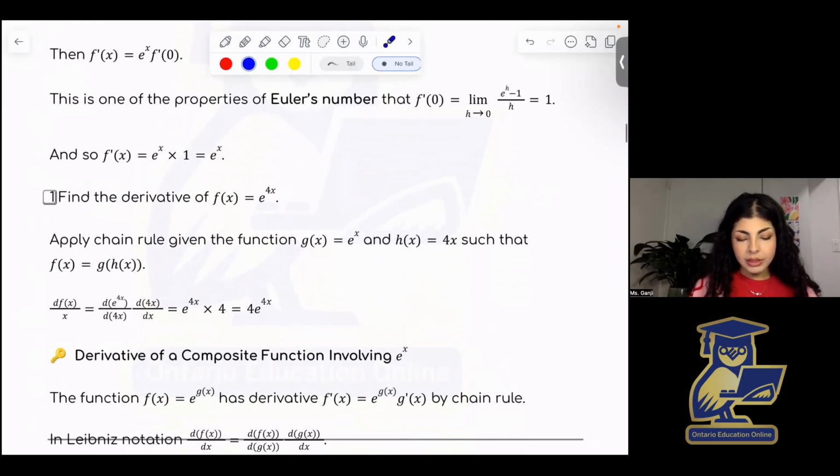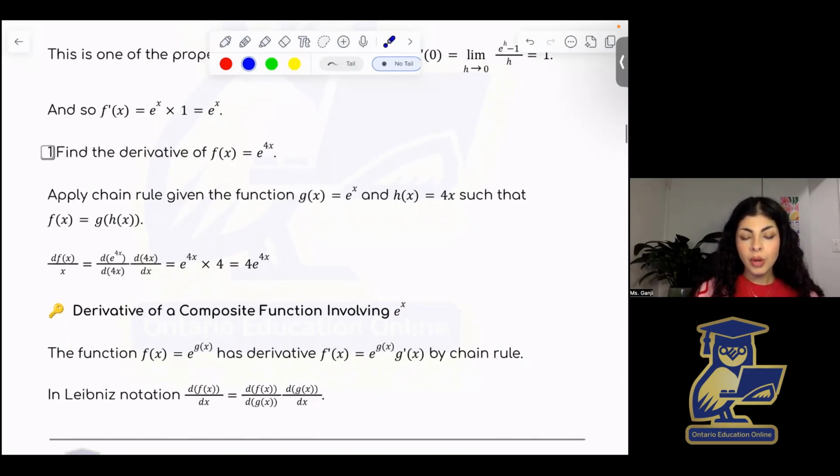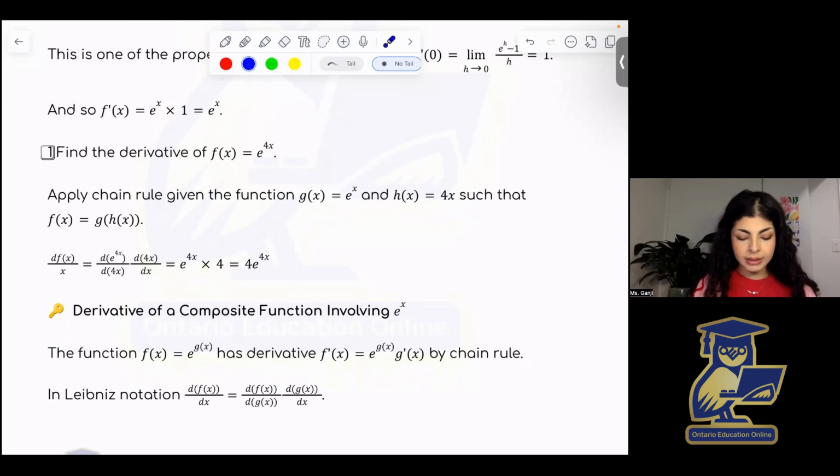Now, let's try a few examples. Starting with our function e to the power of 4x, we want to find the derivative. I hope you can see right away that this is a composite function with e to the power of x, but now our inner function is 4x. So I define my outer function as g of x, which is e to the power of x, and my inner function is h of x is equal to 4x. Then f of x is g of h of x.